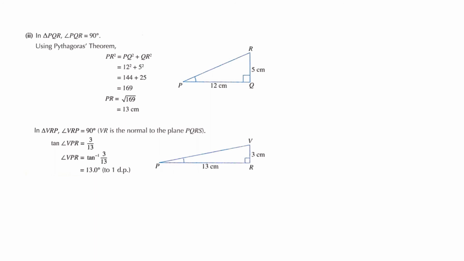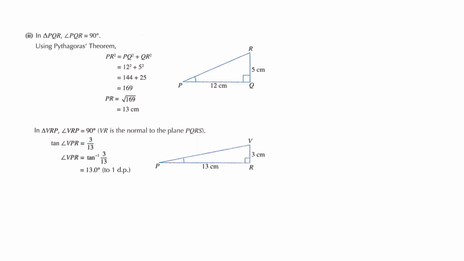In the second part, we need to calculate the angle VPR. For this purpose, we need to first calculate the length of the diagonal PR. See the right angle triangle PQR. In this, by applying Pythagoras theorem, PR square will be equal to PQ square plus QR square, and on simplifying we will get the value of PR equals 13 centimeter.